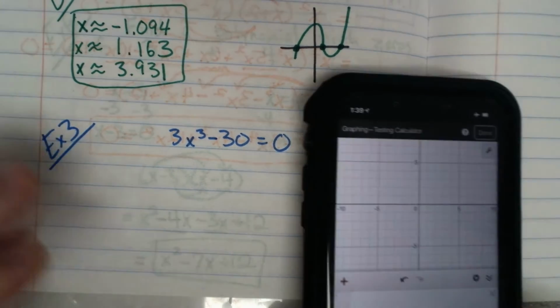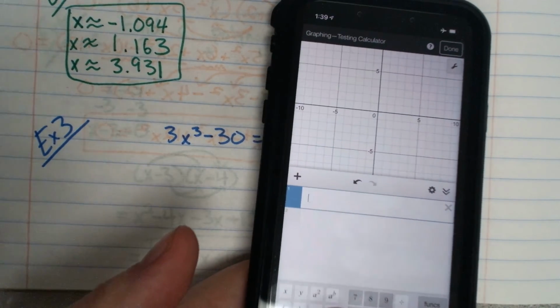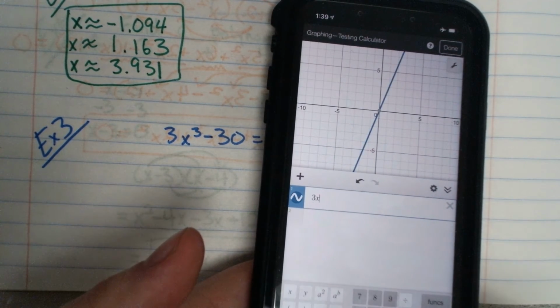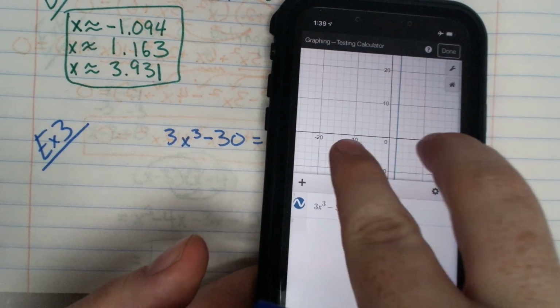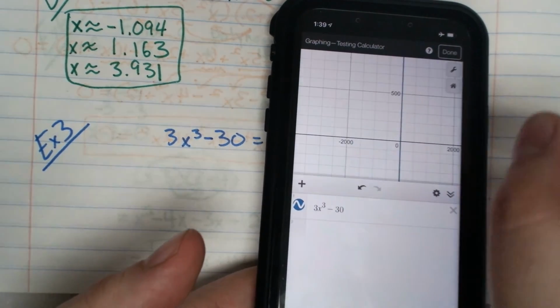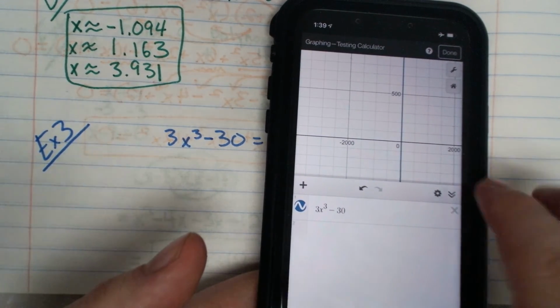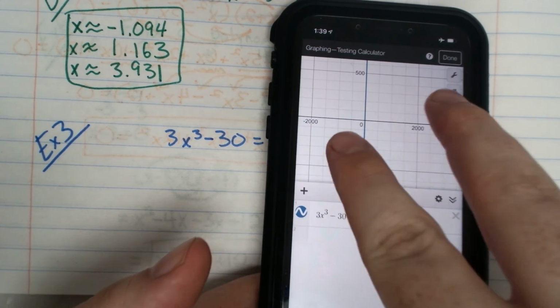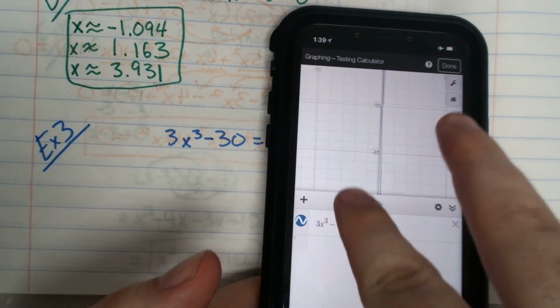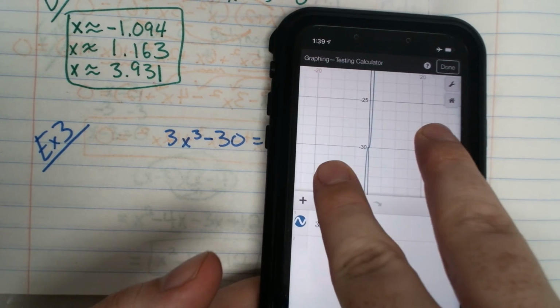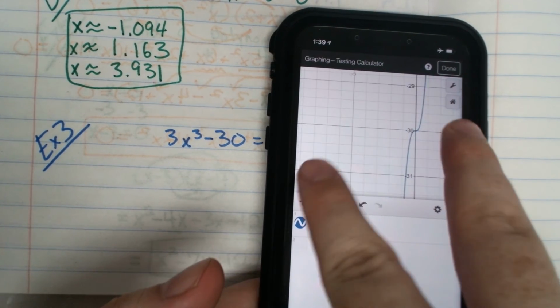3x cubed minus 30 equals 0. So again, I could have as many as 3 answers. 3x to the third power minus 30. So we want to see where this is 0, and that is a different looking graph. So you just need to be careful here. As I zoom in, this one is just a very stretched out cubic.